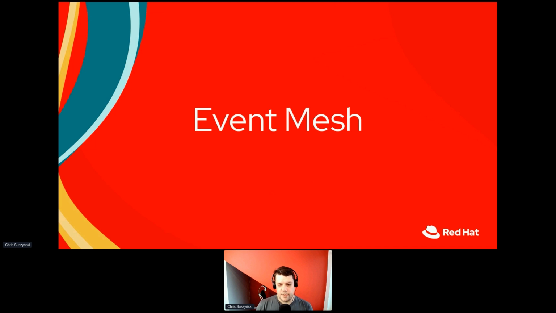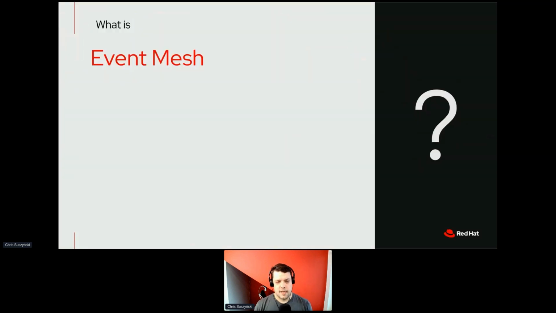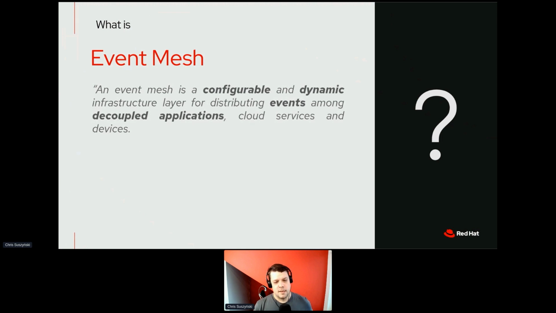And there is also an event mesh. Event mesh is a concept that is not often talked about. What is the event mesh, and how can this help us? Essentially, an event mesh is a configurable and dynamic abstraction layer that is used to distribute events to applications. In other words, we use the event mesh to send and route our events to our applications, right?